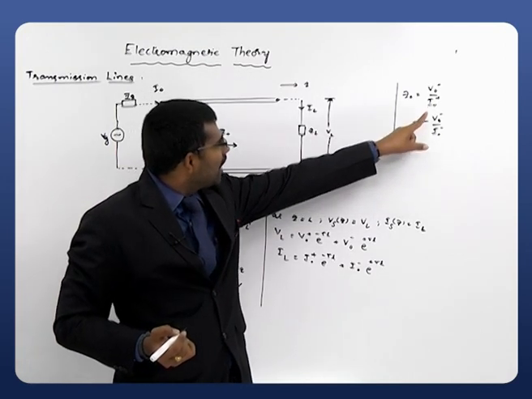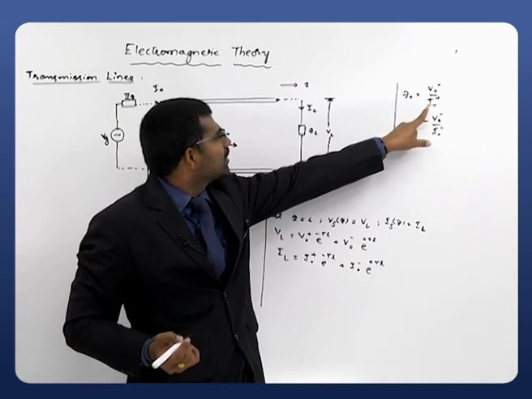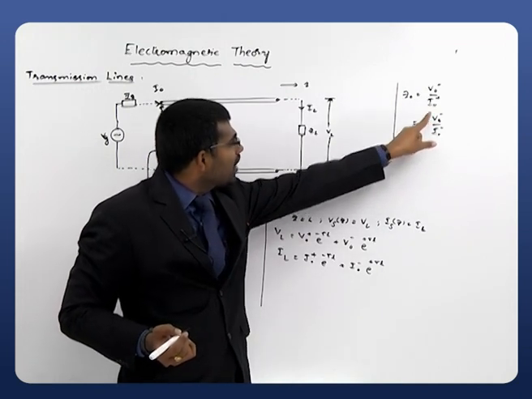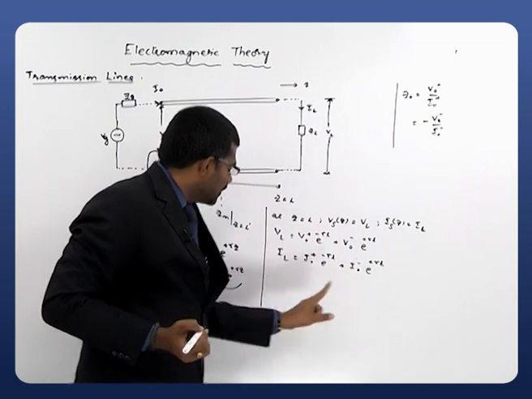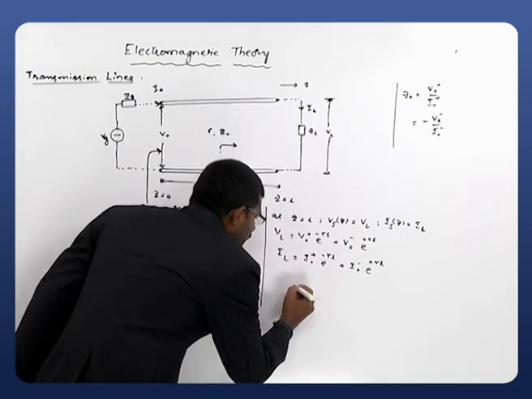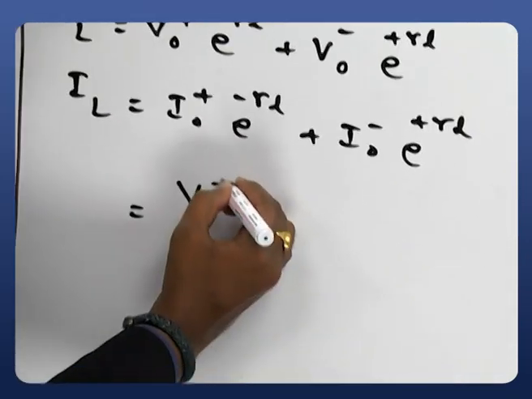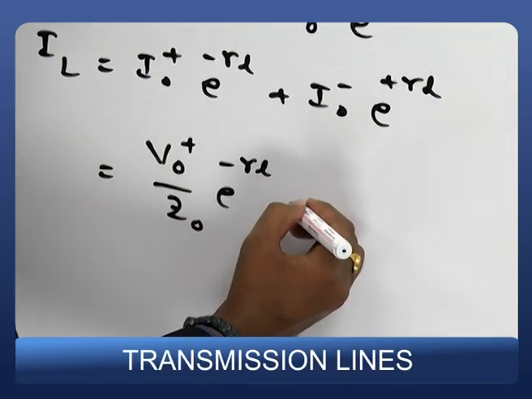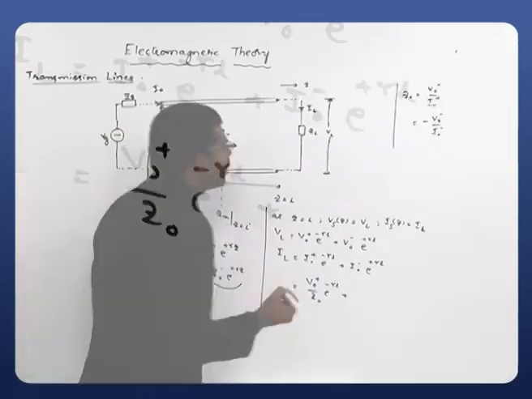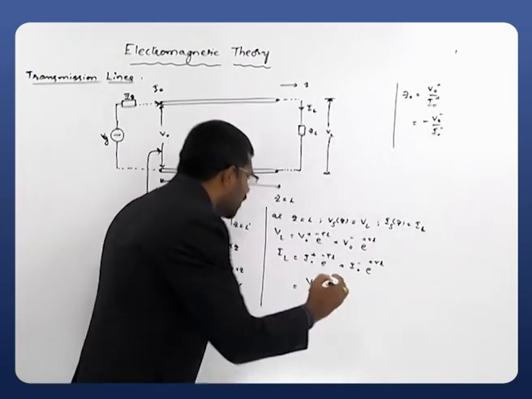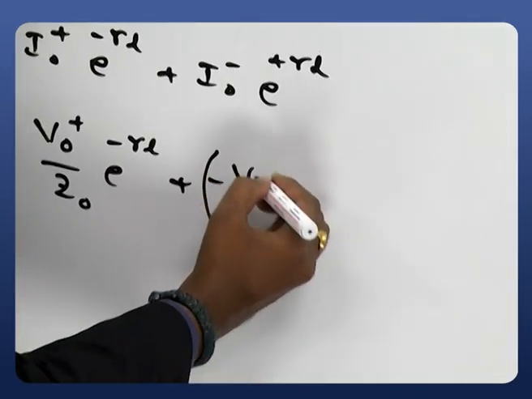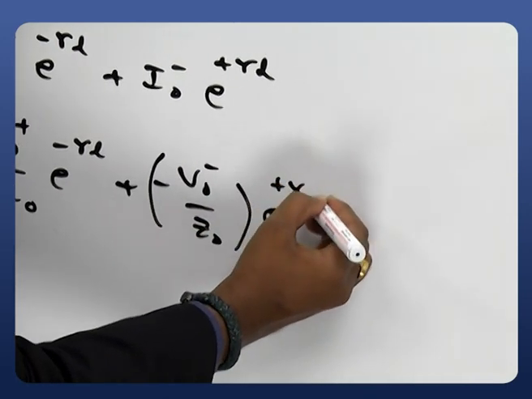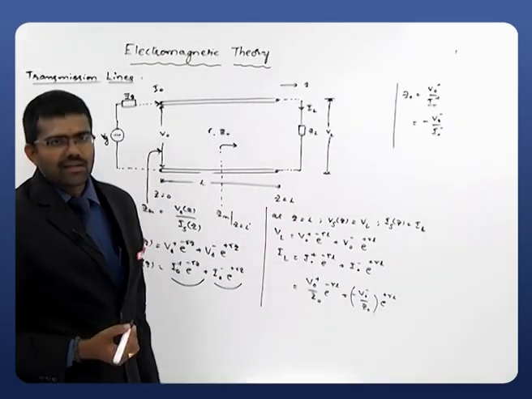So I will try to replace this I0+ with V0+ by Z0, and I0- with minus V0- by Z0. That replacement I am doing here, which gives V0+ by Z0 e^(-γL) plus, instead of I0-, what can I write? Minus V0- by Z0 e^(+γL), that I can write.